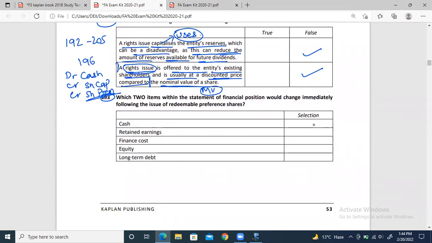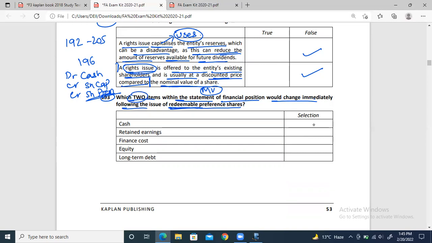Now let's look at 193. Which two items within the statement of financial position would change immediately following the issue of redeemable preference share? Now look, what is the word redeemable? Right? So remember, what was redeemable? Redeemable meant that, as you remember, it was debt, right? Treated as a liability. Irredeemable preference shares were equity, but redeemable were the debt, right? So if these are debt, which two items would change?